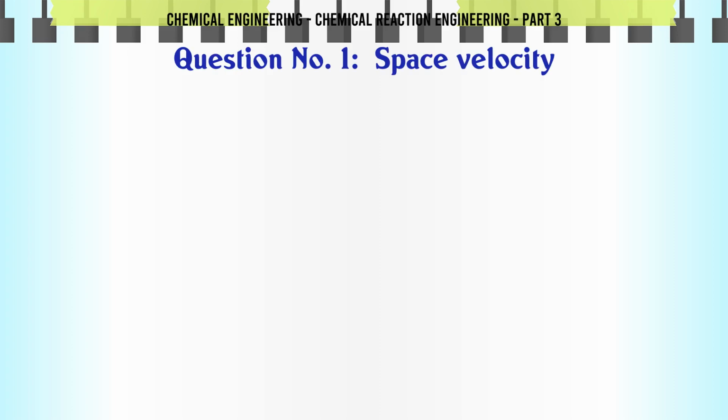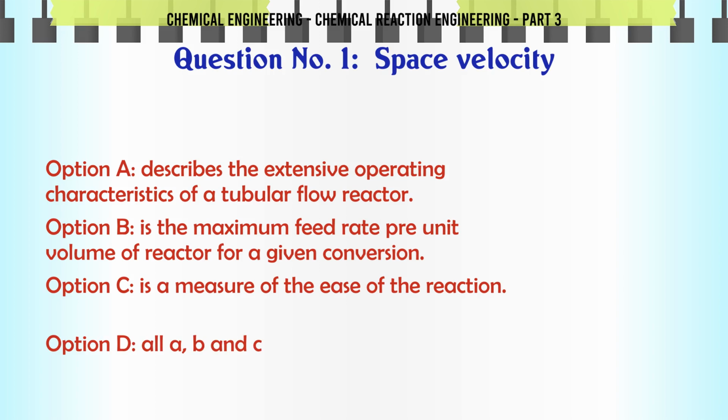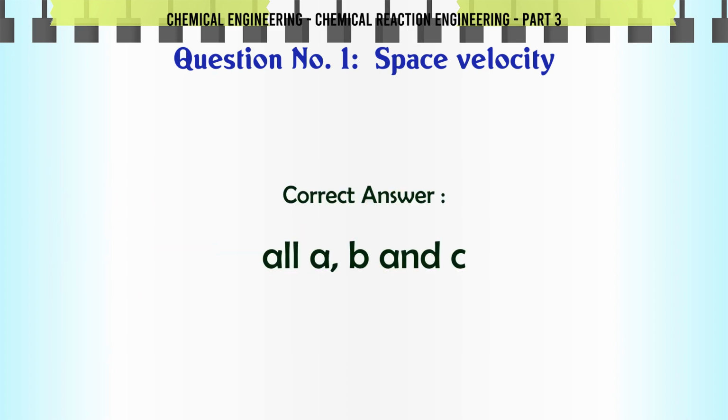Space velocity. A: describes the extensive operating characteristics of a tubular flow reactor. B: is the maximum feed rate per unit volume of reactor for a given conversion. C: is a measure of the ease of the reaction. D: all A, B, and C. The correct answer is all A, B, and C.